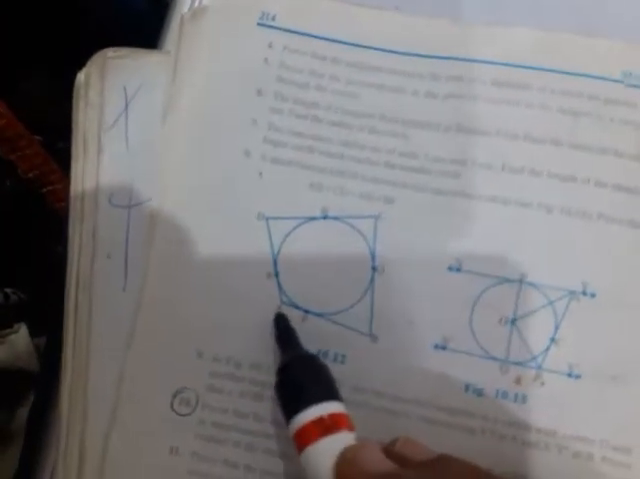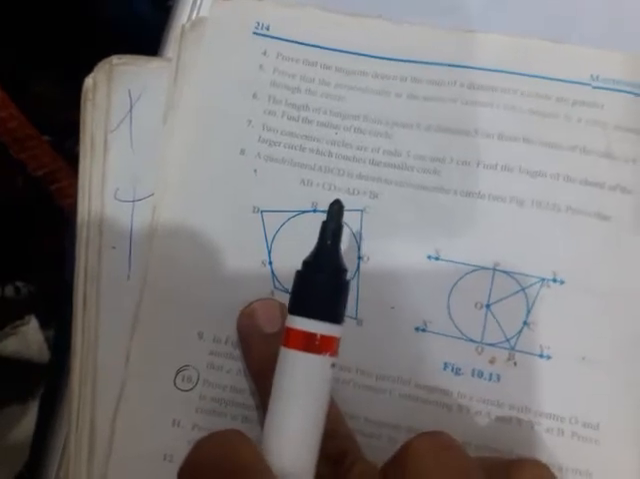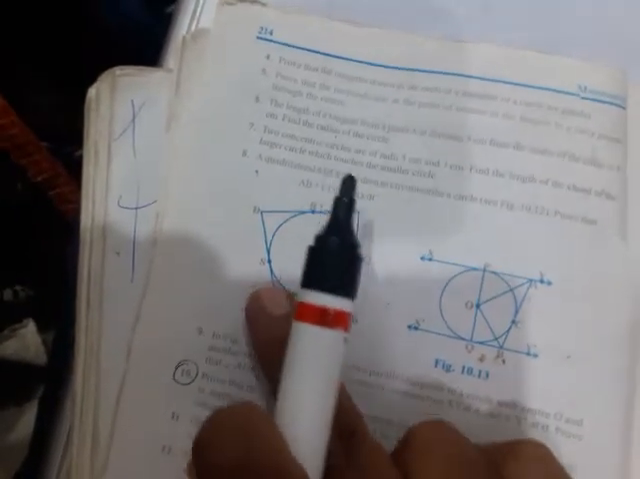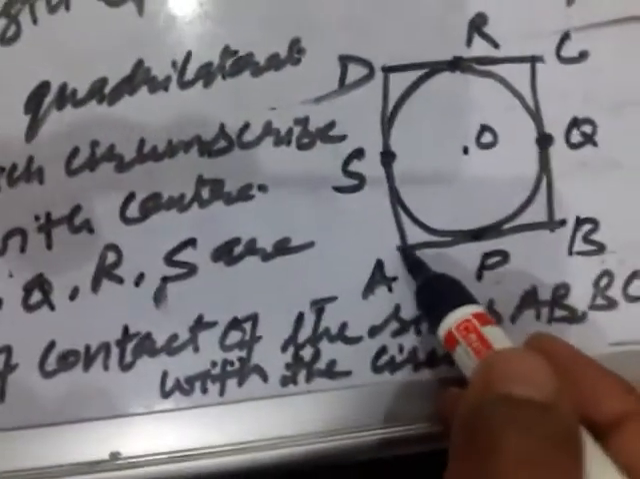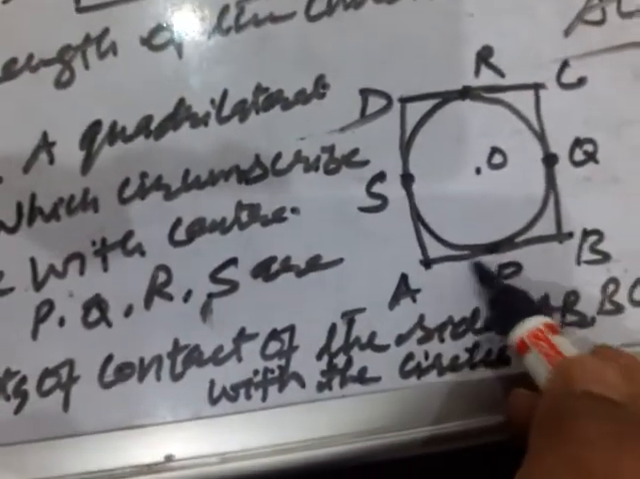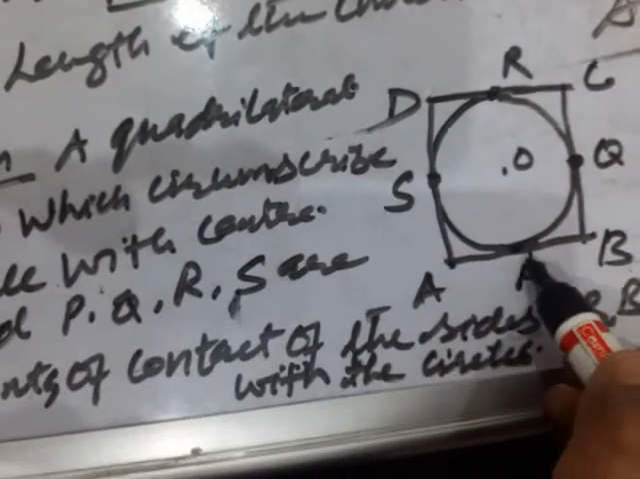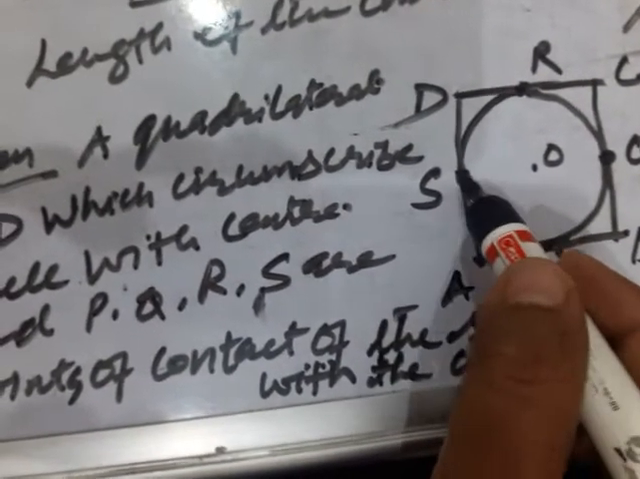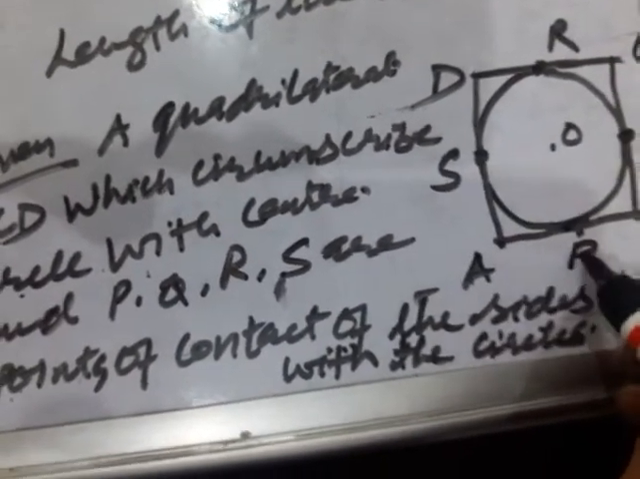Okay, children, this implies that, let us see, refer to the figure once again. Here, see, children, this is given in the book. A is an external point, and AP and AS are two tangents at points P and S respectively. It means that AP equals AS.